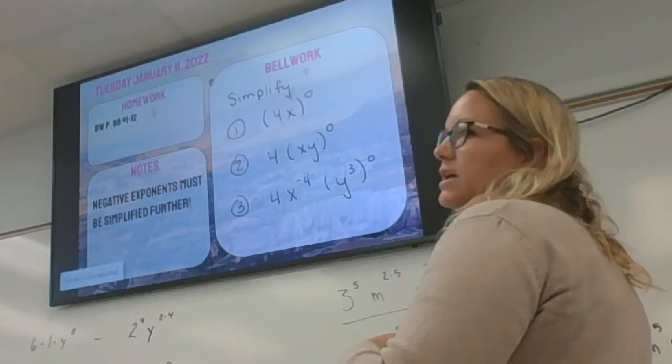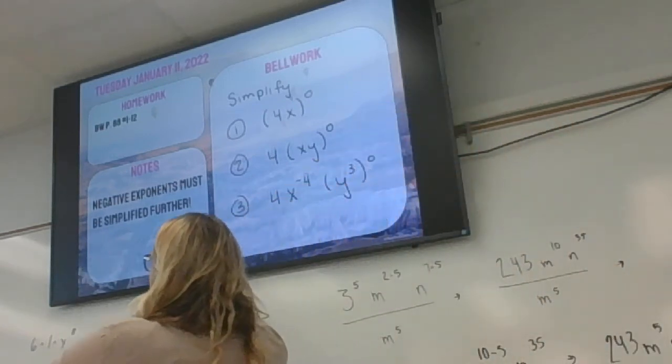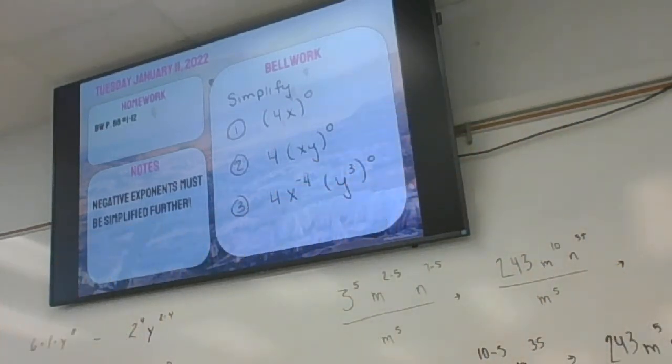Alright, so my note that I put here is that negative exponents must be simplified further. So if there's a negative exponent in your final answer, you have to keep going and make it positive. So we're going to talk about that today. We talked yesterday about how negative exponents indicate division.